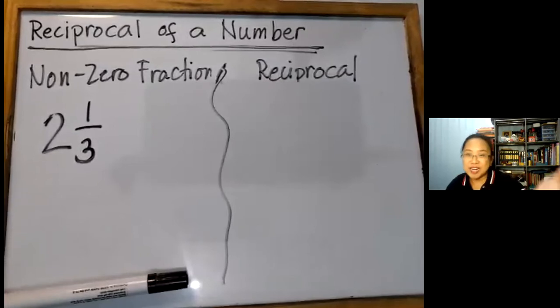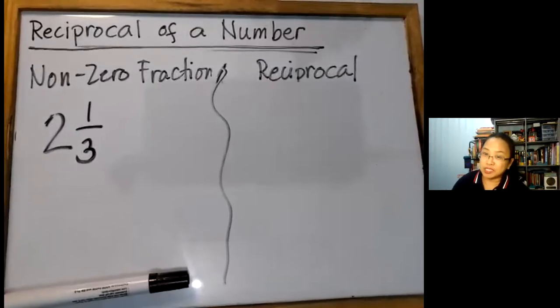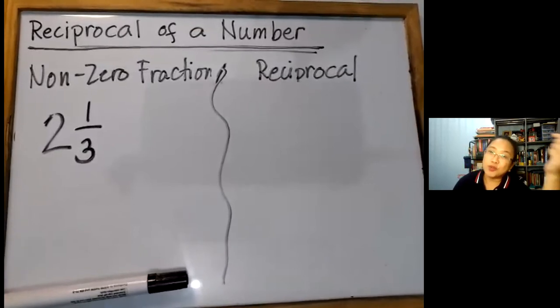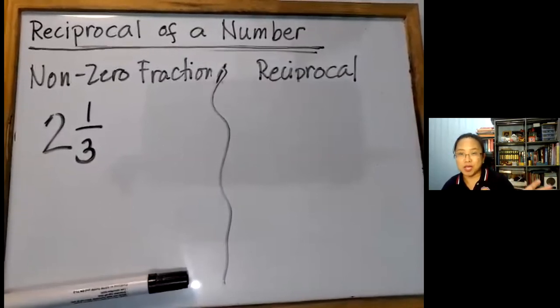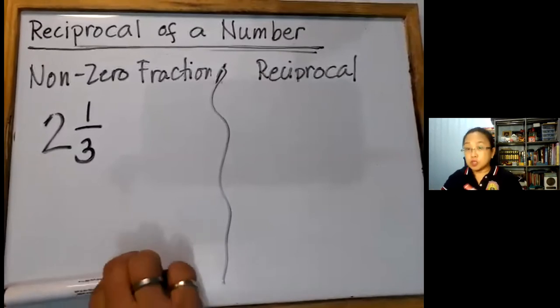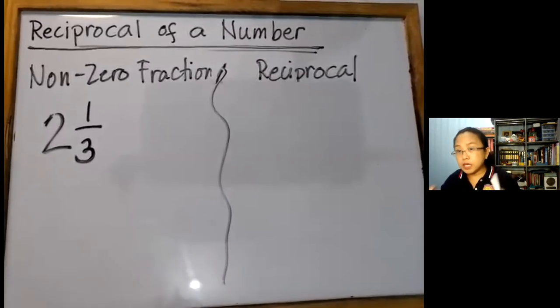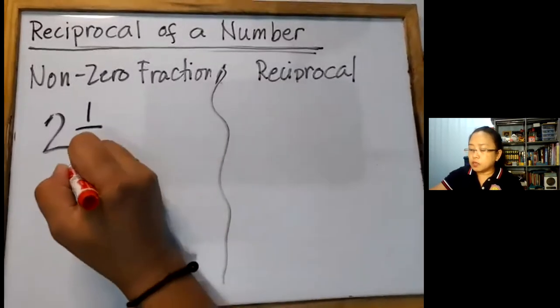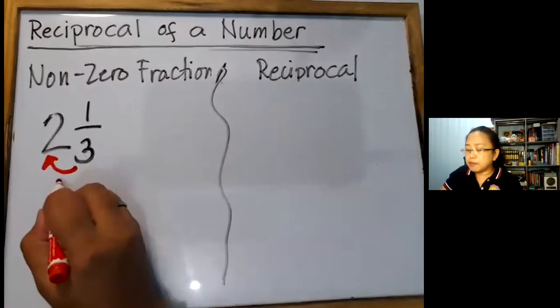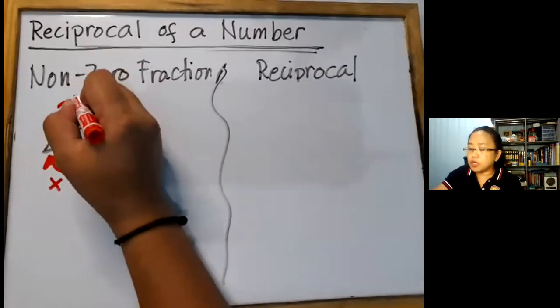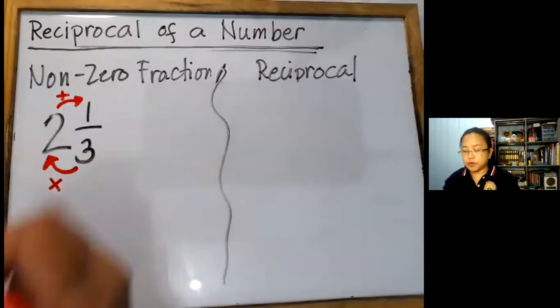Okay, para makuha natin ang reciprocal ng 2 and 1/3, which is a mixed number, you need to rename it first as an improper fraction. So, dapat improper fraction muna si 2 and 1/3 bago ninyo makuha yung kanyang reciprocal. Okay? So, let's do this. To rename 2 and 1/3 into an improper fraction, yun yung paikot tayo. Okay? Multiply muna tayo ng denominator at whole and then we add the numerator.